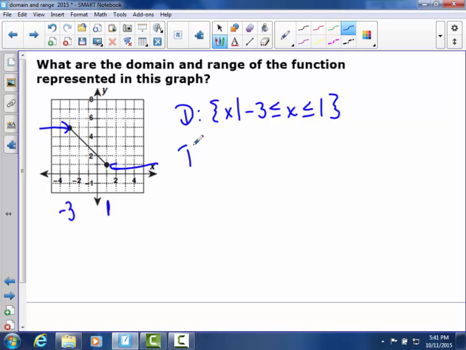And then the range, we'll find that by doing our y values. So we start from the top and we come down, and this is the first time we see anything. That's at 5. We come from the bottom. That's the first time we have any graph, and that's at 1. So the range is the set of y values such that y is between and includes 1 to 5.